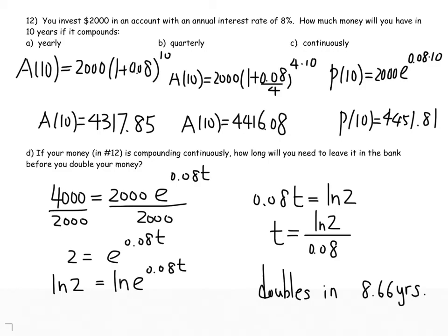4,451.81. Letter D. If you want to double your money being compounded continuously, how long do you need to leave your money in the bank? So double means starting with 2,000, you end up with 4,000. That's doubling. So my final value, I want it to be 4,000. 4,000 equals 2,000 times e raised to the 0.08 times t. So first divide both sides by 2,000.